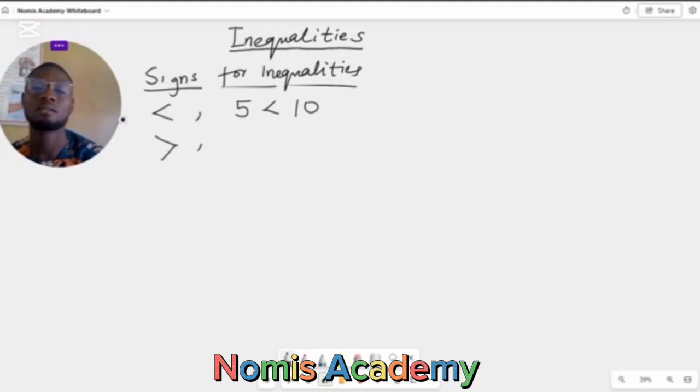Now I can rewrite 5 less than 10 to be 10 greater than 5. Now you can see it. You know, I said this term can be read from the left hand side to the right hand side. Now considering the sign in between the terms, the first one says 5, this side says less than, so 5 is less than 10, and the other side, 10 is greater than 5. So these are the two signs.